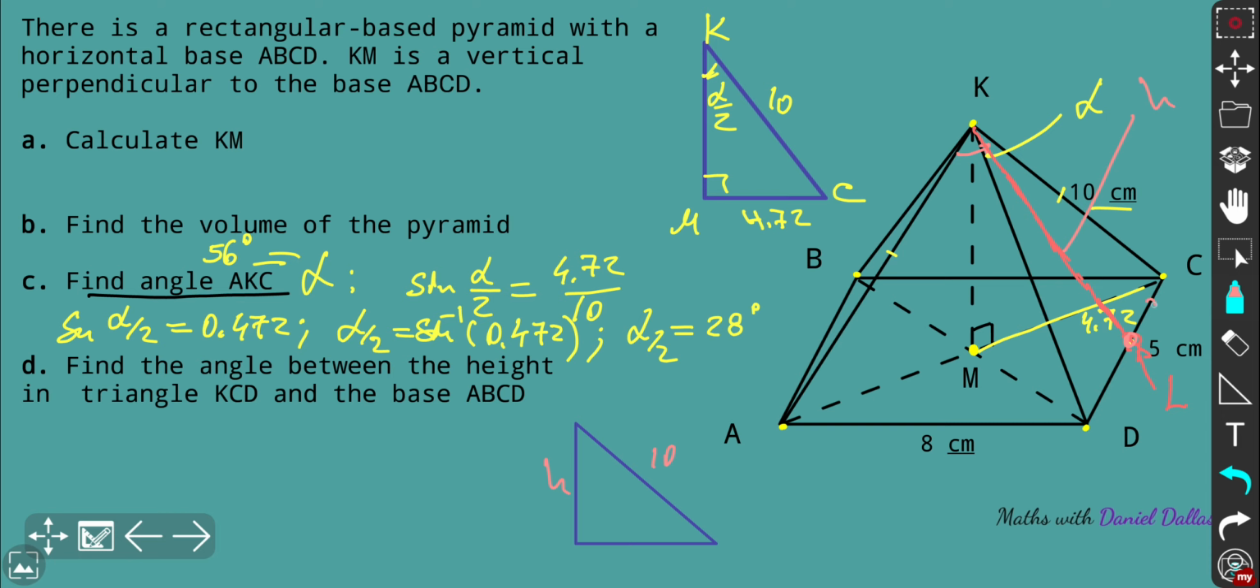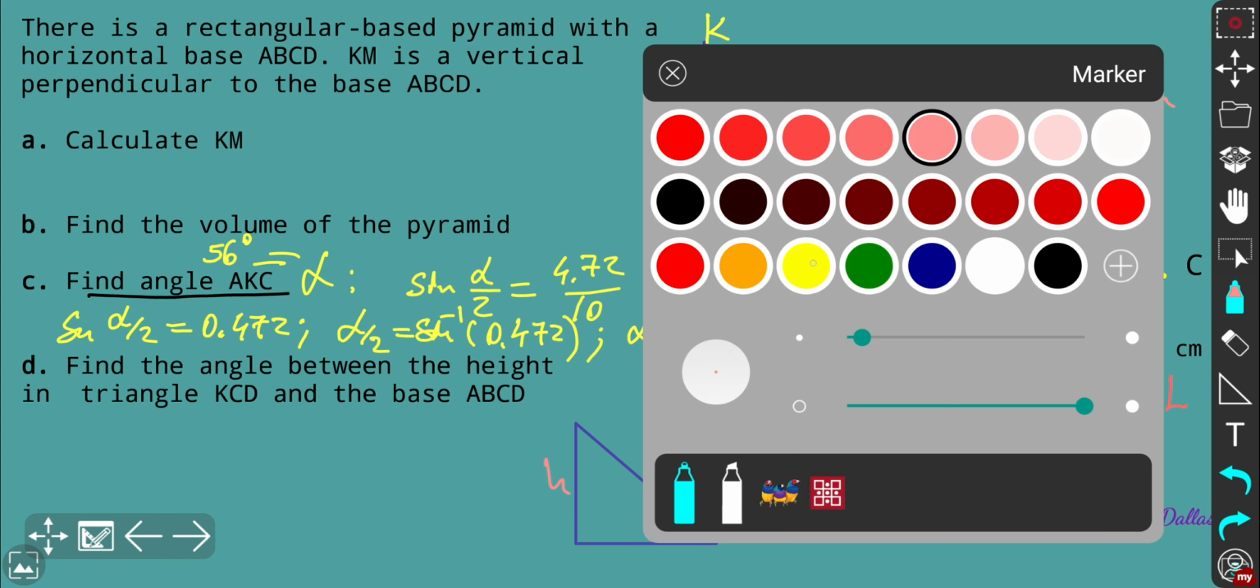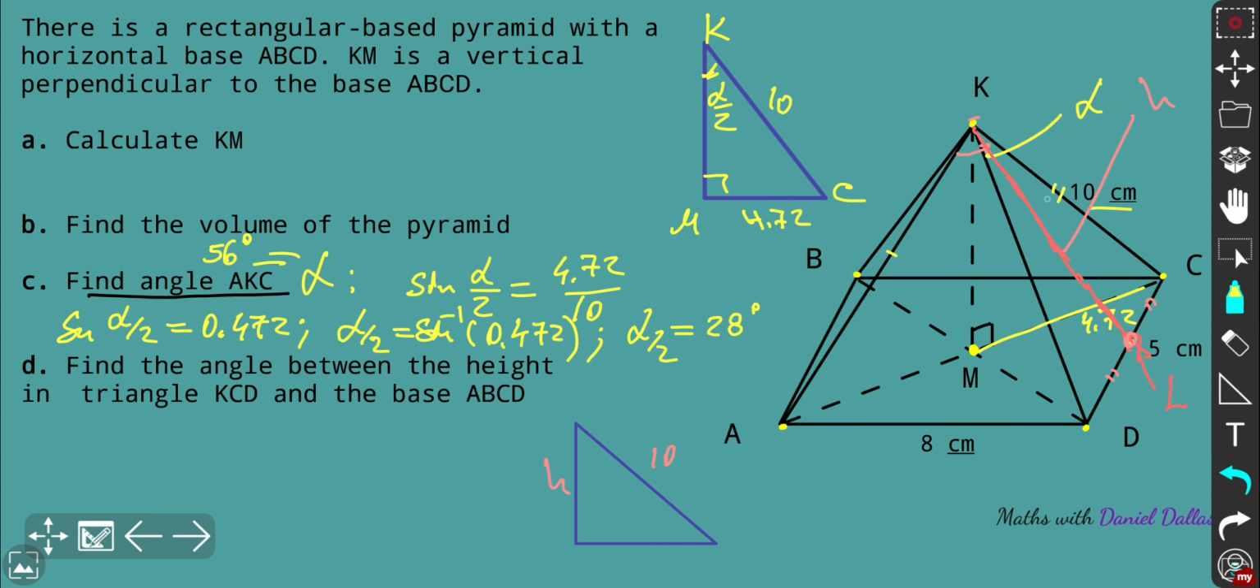So that part is equal to that part, because height in the isosceles triangle, one more time, this is an isosceles triangle, so this side KC is equal to that side, and that's why the height is going to be a bisector of the middle of the segment CD.